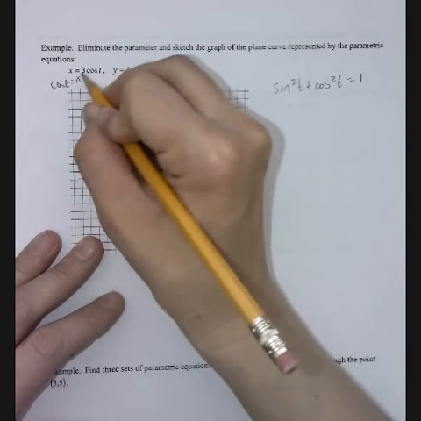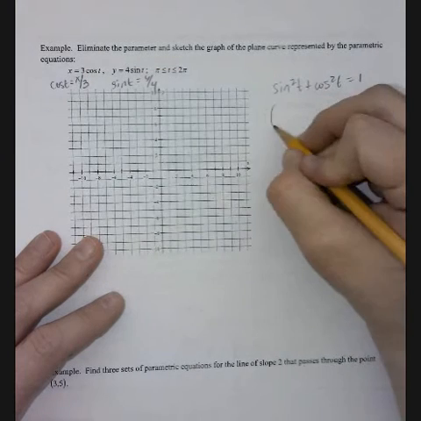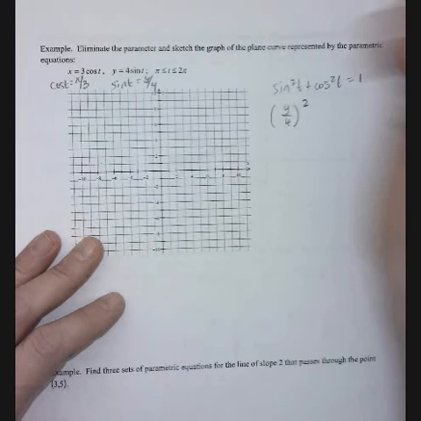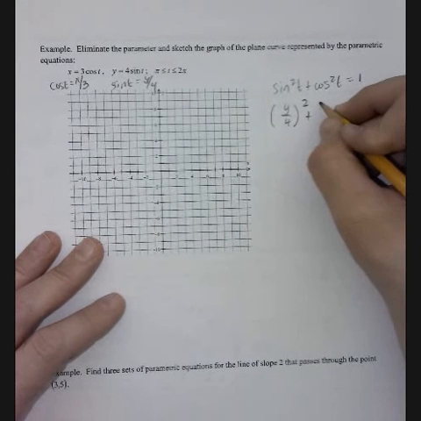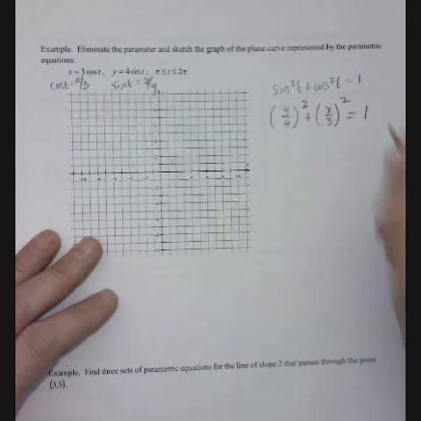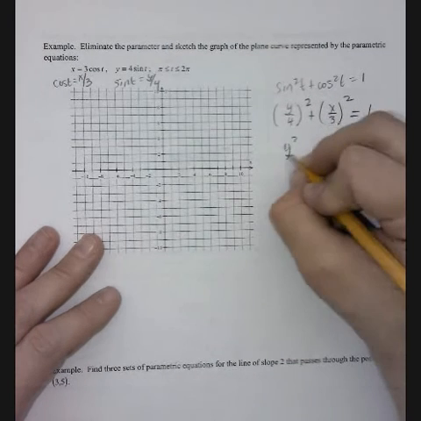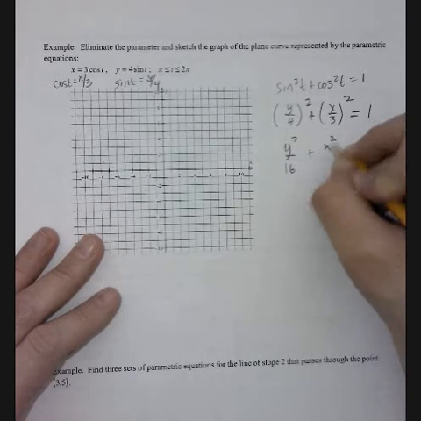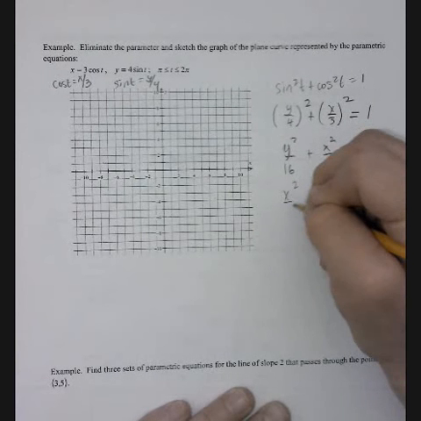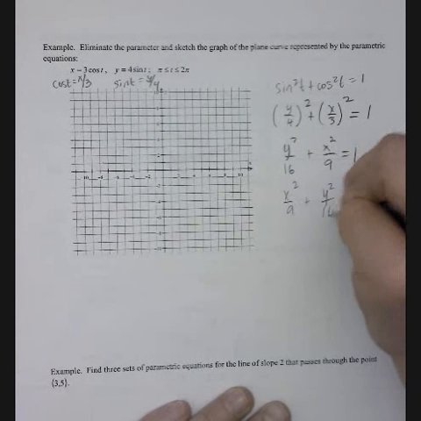So we'll replace sine with y over 4 squared, and cosine of t is x over 3, and again squared, square those terms. And so we get y squared over 16 plus x squared over 9 equals 1. And if you did your homework in chapter 4, you know that's an ellipse, and it's centered at the origin.